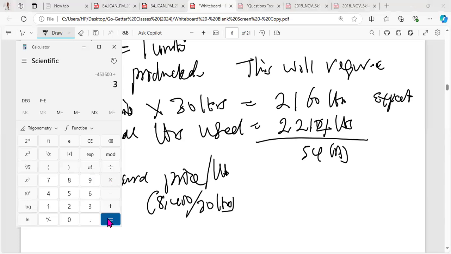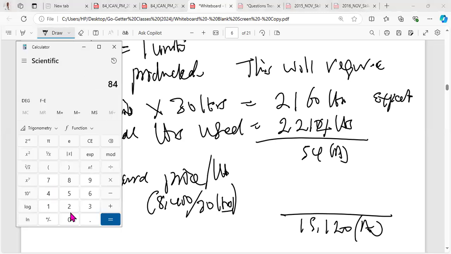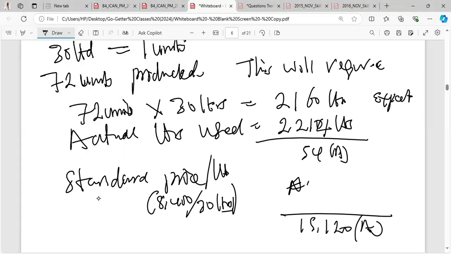Of course, it will give me the 15,200 adverse. But let me look at the price here. 15,120, not 200. 15,120. So, if you want to know the price, you simply say 8,400 divided by 30. That gives you 280. So 280 per liter.